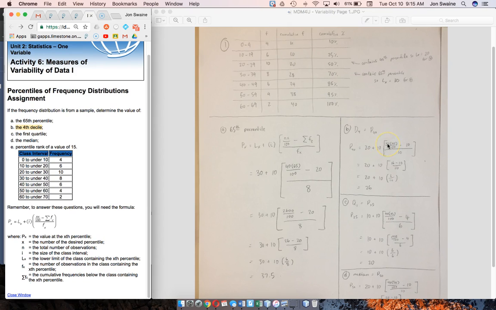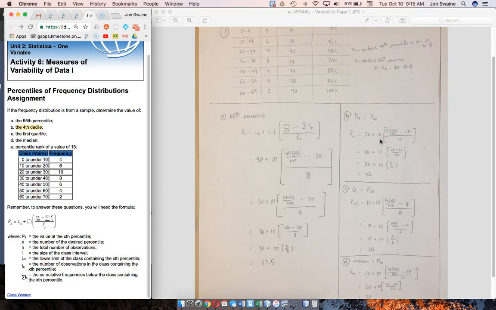My n is still 40. I'm looking for the 40th percentile. It's always over 100. The 10 is the cumulative frequency of the class below, right there. And then the other 10 is the frequency of the class. Okay, so again, once you understand it, it's okay.